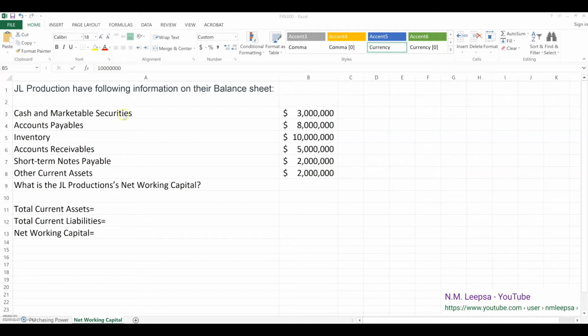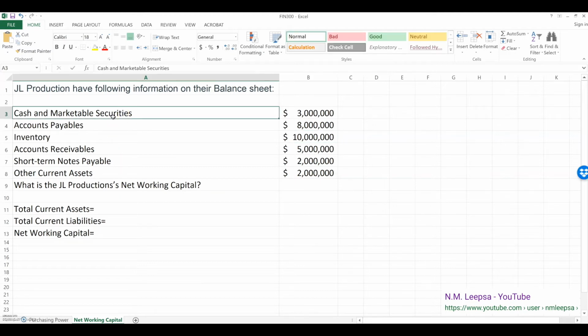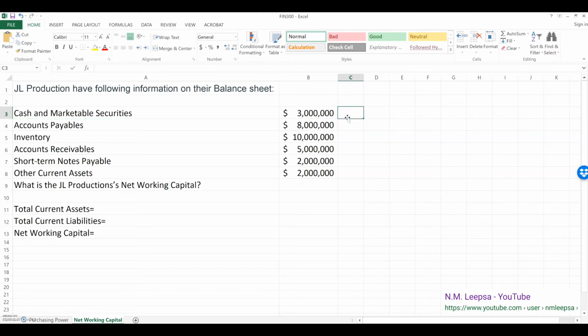So for that, we have to first identify from this list which items can be included in the current asset list and which items can be included in the current liabilities, and classify them. So let us begin with the current assets. So if you can see the list here, the first item is cash and marketable securities. This is current assets. So let me just write it in a short form.